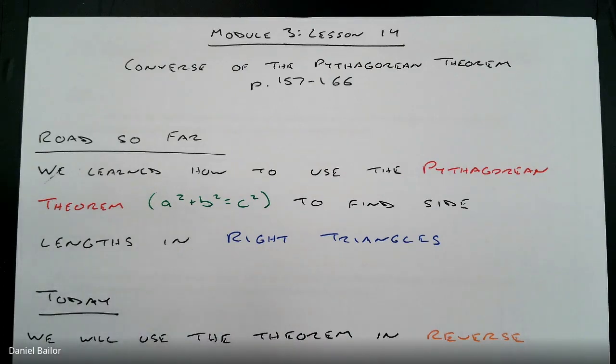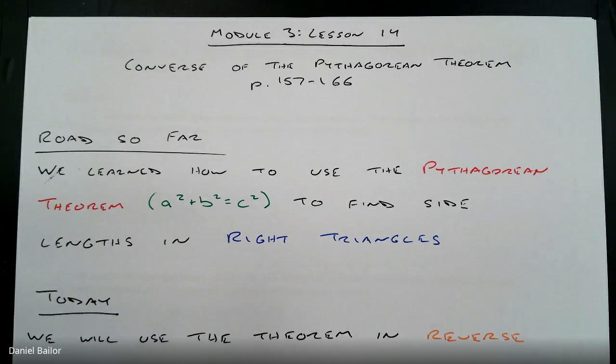So in Lesson 13 and in a couple lessons at the end of Module 2, we talked about how to use the Pythagorean Theorem to find a missing side of a right triangle. Remember, the Pythagorean Theorem is true for only a right triangle. If we have the two legs, we can find the hypotenuse. If we have the hypotenuse and one of the legs, we can find the other leg. That's the forward way of using the Pythagorean Theorem.